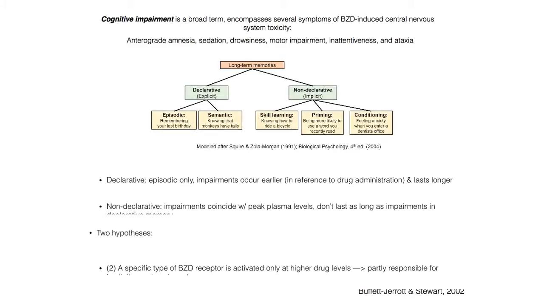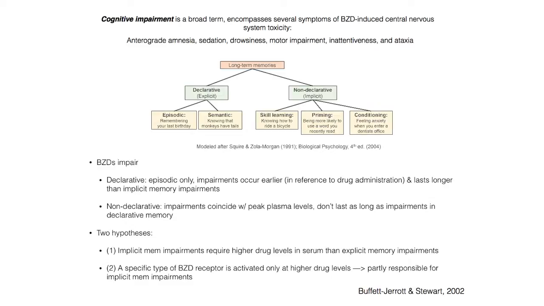Benzodiazepines don't affect short-term memory, but they do affect long-term memory, and they affect declarative and non-declarative memory in different ways. For declarative memories, it only affects episodic memories, and the impairments occur earlier and they last longer. So they start pretty soon after drug administration and they last longer than the implicit memory impairments. But for the implicit, the non-declarative impairments, they coincide with the peak level of the drug and they don't last as long. So there's two hypotheses to explain this.